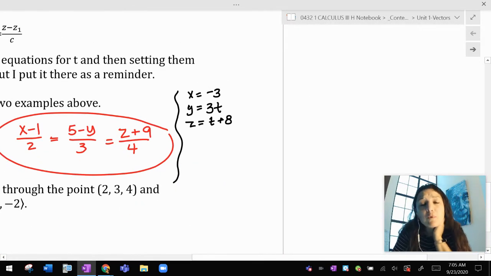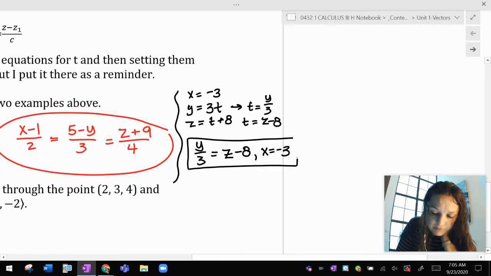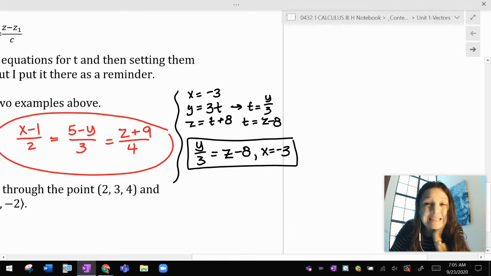If we want to put that in symmetric form, I can't solve x for t. So what I do is just solve the ones for t that I can. So this is t equals y over 3, t equals z minus 8. Set those two equal, put a comma there, and say x equals negative 3. What that means is if you are missing a t in one of your parametric equations, it just becomes a comma and you write whatever that variable equals off to the side.